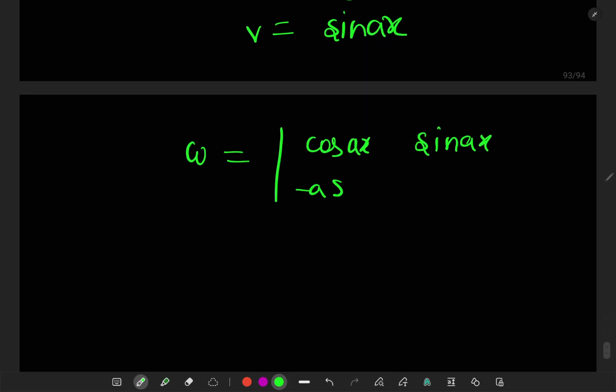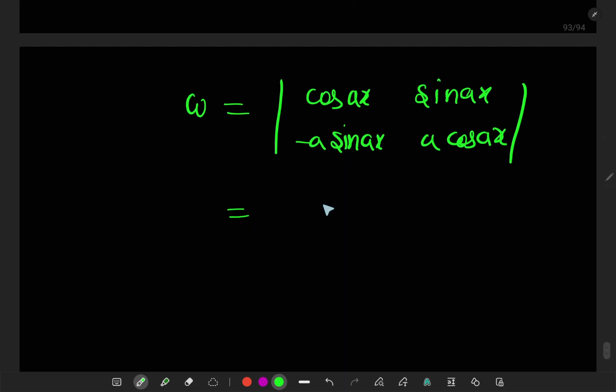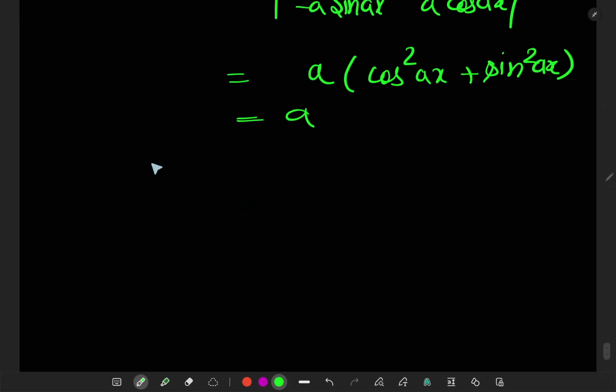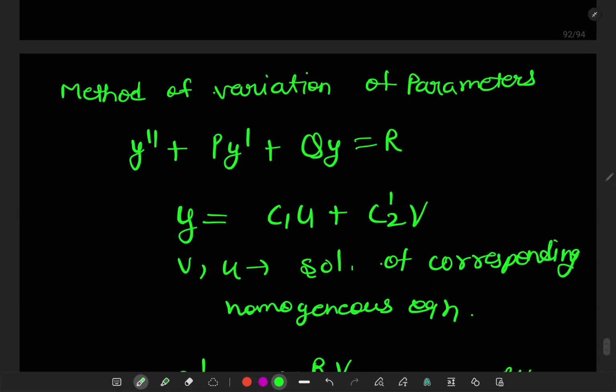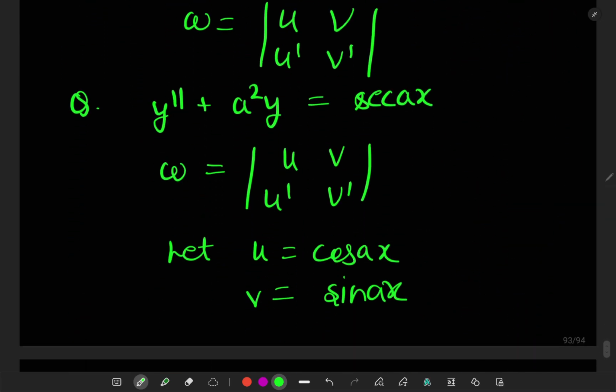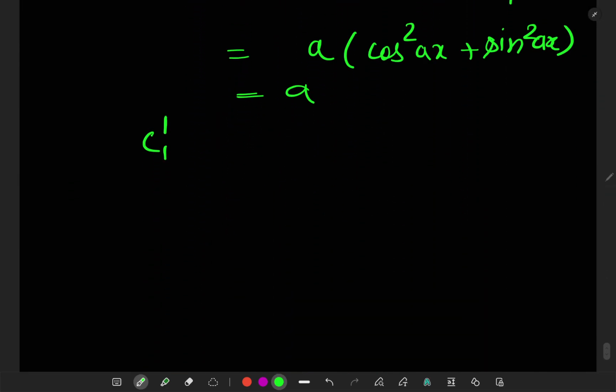So we can write here like that, and on solving the matrix we get this value is equal to a. Now we need to find C dash. This is not C dash, this is C1 and C2. On integration of C1 dash and C2 dash we get the values of C1 and C2.